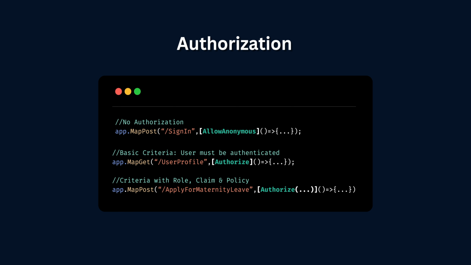And then any Web API method asking for authorization criteria, anything extra from being authenticated to the system, comes under this third category of Web API methods. So the criteria will include role, claim, and policy. We'll be discussing them in great depth. So first of all, I'm going to make a get Web API method for user profile, and it should be accessible to anyone authenticated to the system.